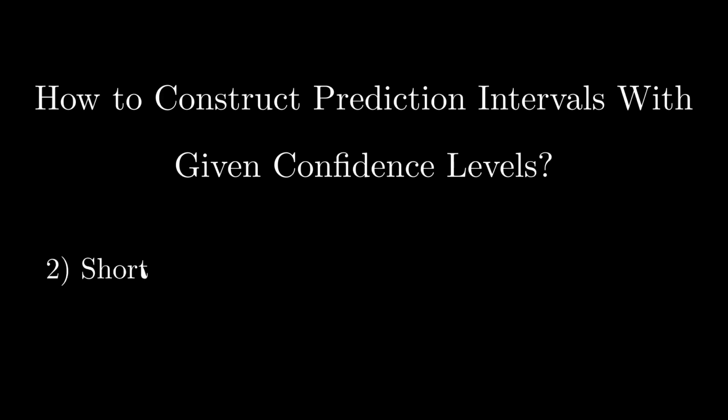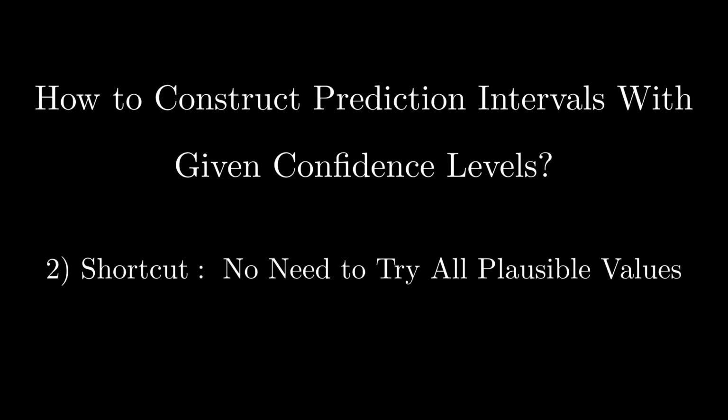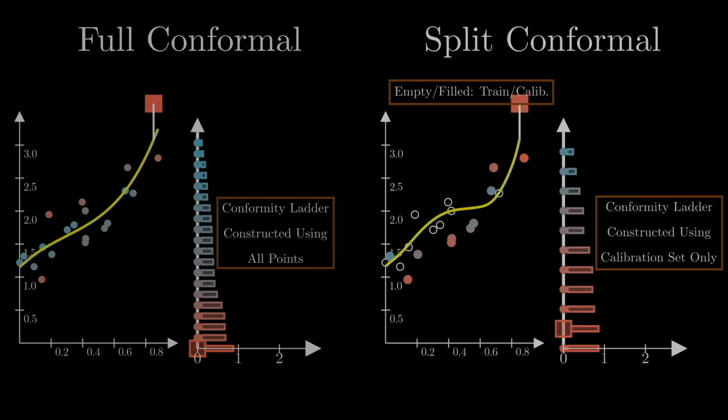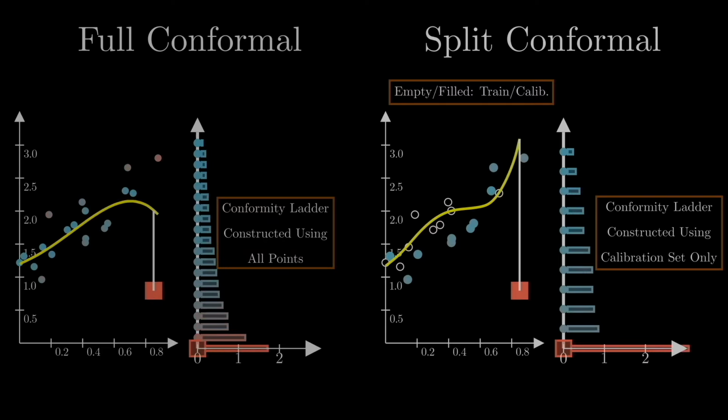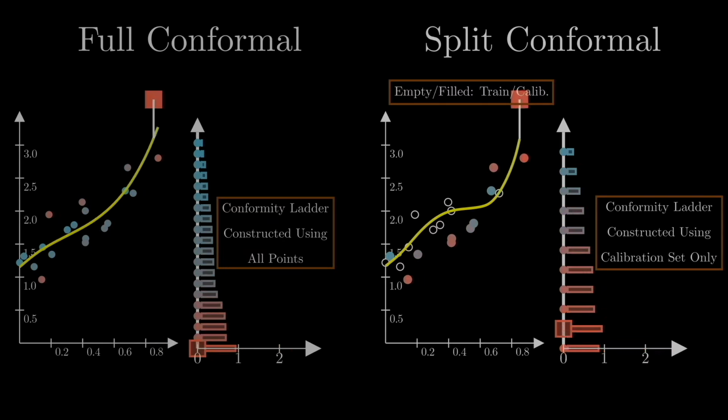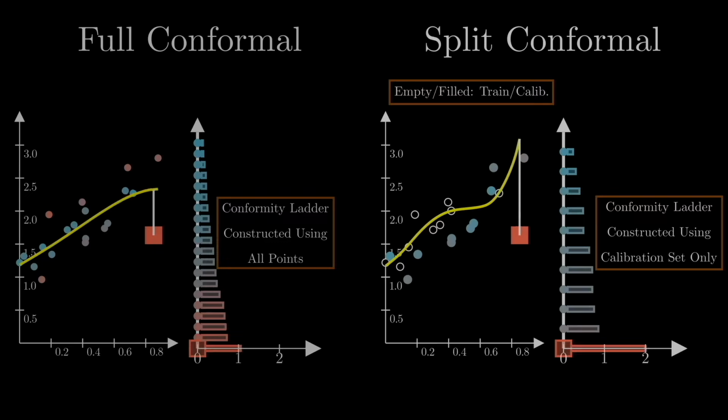But there is a more intelligent way of implementing split conformal that does not require trying all plausible values. There are two reasons that allow this, and we are familiar with both of them from the previous episodes. The first one is that with split conformal, we need to fit the model only once. With split conformal, moving the test point the square around to try new plausible values does not require fitting a new model, and that is why in the right plot on the screen, the fitted curve does not change.